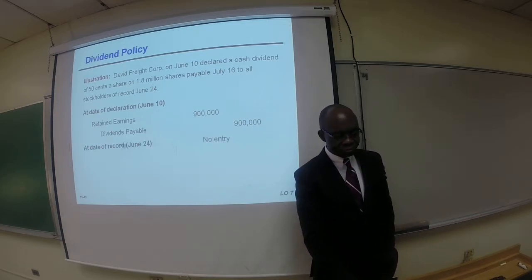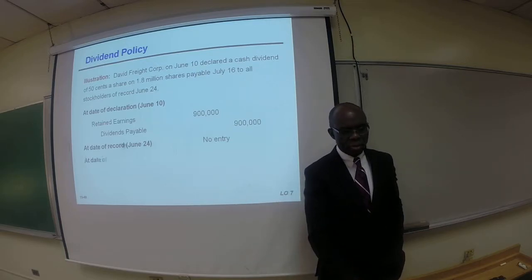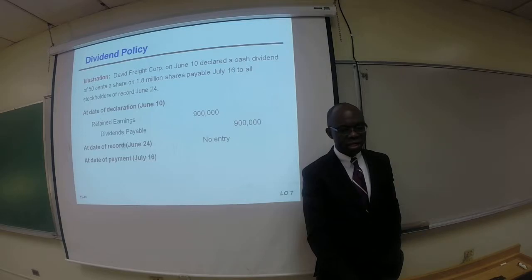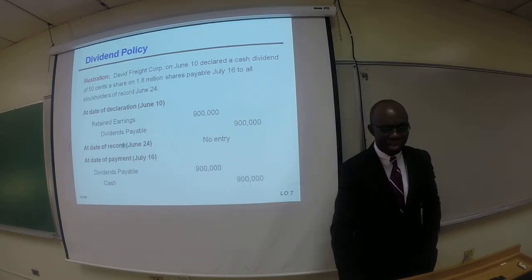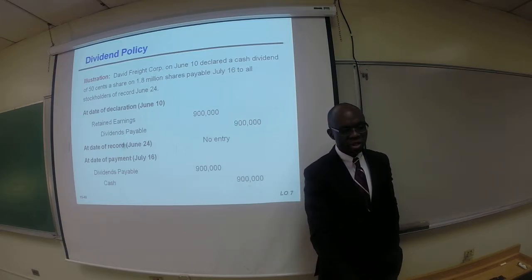Now, moving along, at the date of record, there's no entry. And we talk about the date of record, so anyone that has the company stock on that day is entitled to receive that dividend. So at the date of payment, which is July 16, we actually make the payment and cough up $900,000 cash and debit dividend payable for $900,000. Of course, we credit cash for $900,000.